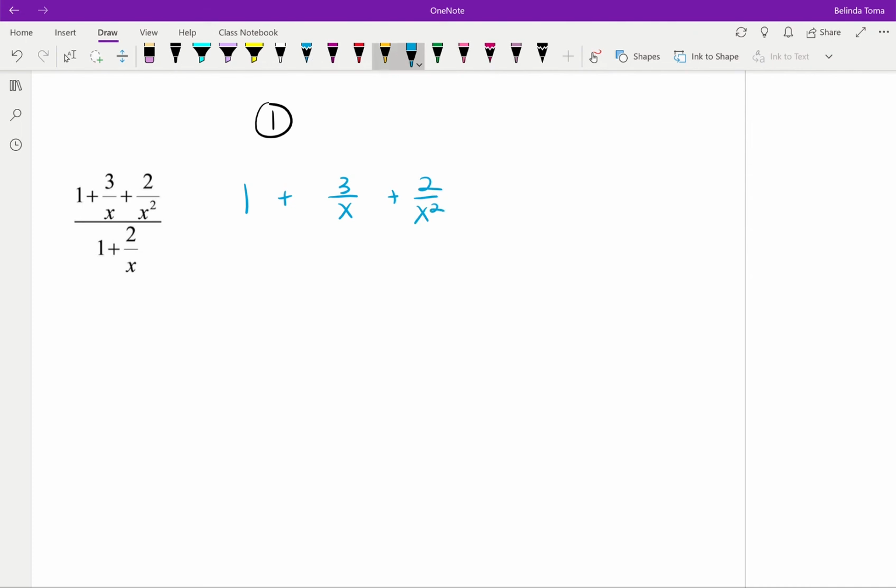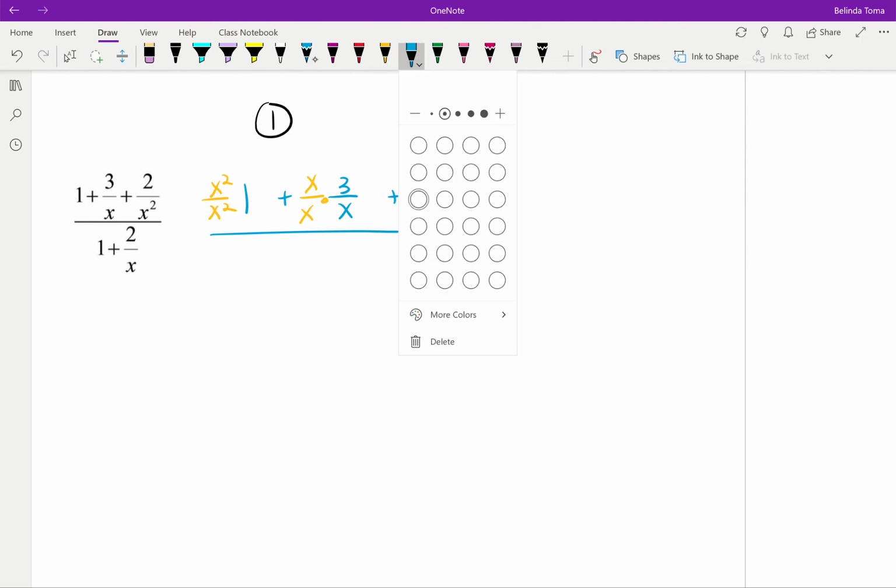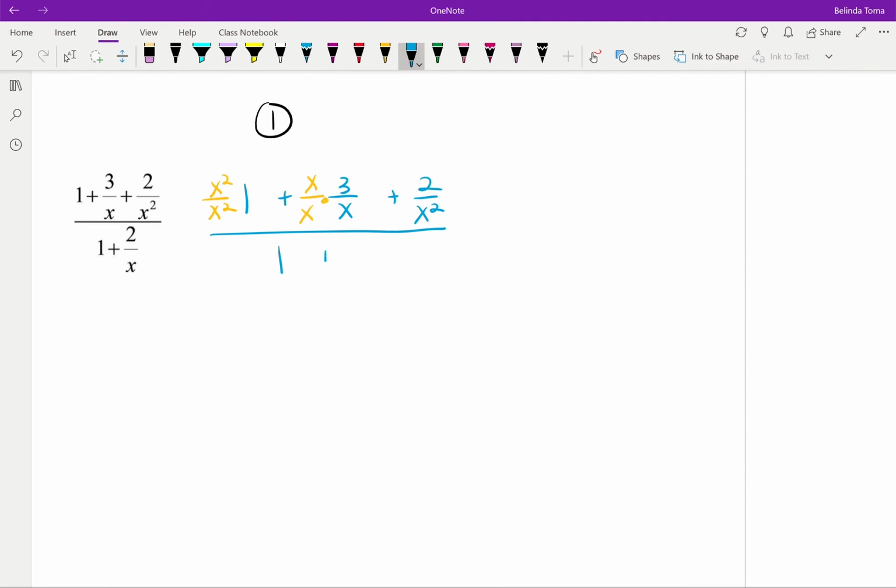Okay, so to get to a denominator of x squared, the first term needs to get multiplied by x squared over x squared. The second term just needs to be multiplied by x over x. And the third term doesn't need to be multiplied by anything. In the denominator, the LCD is going to be x. So the first term of 1 is going to need to be multiplied by x over x. But the second term doesn't need to change.